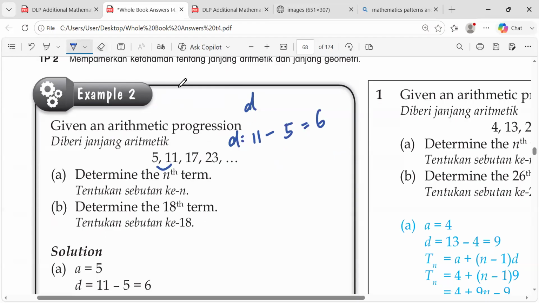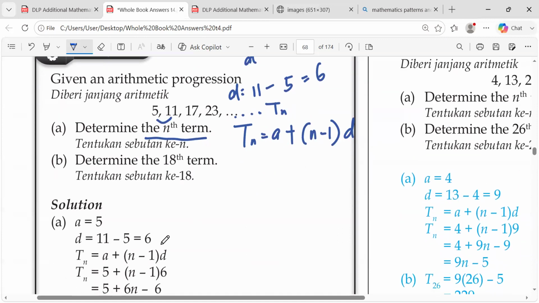So you have to memorize the formula: a plus (n minus 1) d. Determine the n terms, that is, determine how many terms they have. You need to find out how many terms they have. So we use the formula and the information; we substitute inside.